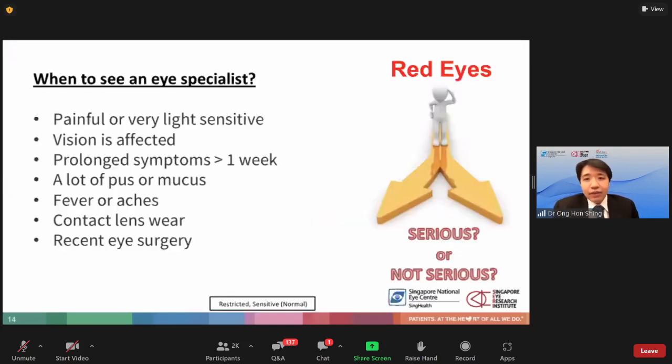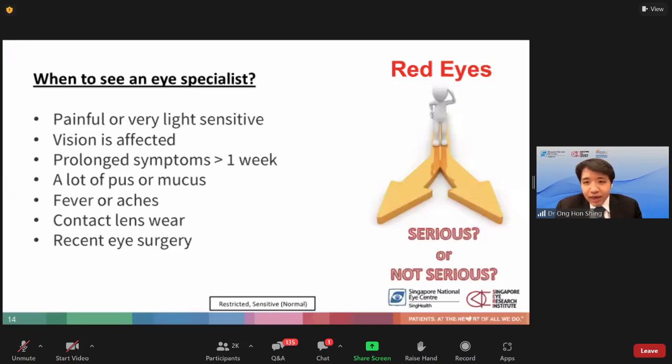So I've come to the end of my talk. There are also many other causes of red eyes, which unfortunately I'm not able to cover in my talk today, but I just want to highlight once again, although red eye usually goes away on its own, redness of the eye sometimes can be a signal of a more serious eye condition or disease.